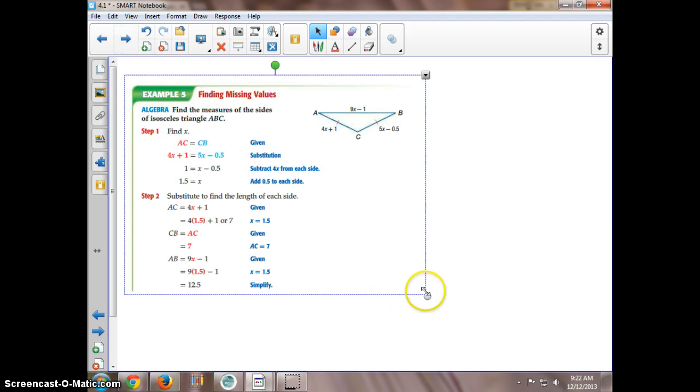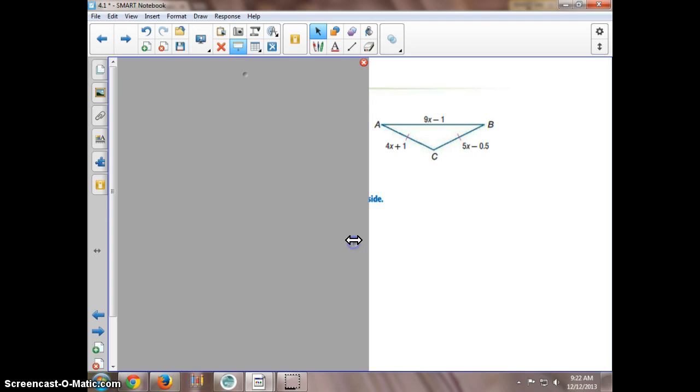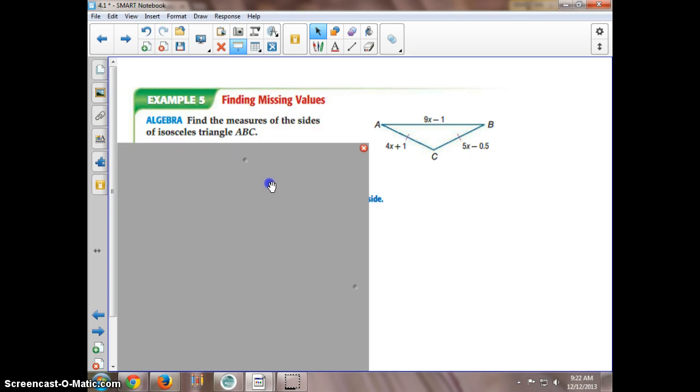Our final example is where we get to bring in some algebra. I know you've been dying to do that. So let's take this image and use the information given to find the measures of the sides of the isosceles triangle. Do you see an equation you can write here? Do you see something that's going to be equal to something else? Well, what do these 2 tick marks tell us? They tell us that those sides are equal. So we can set them equal to each other.